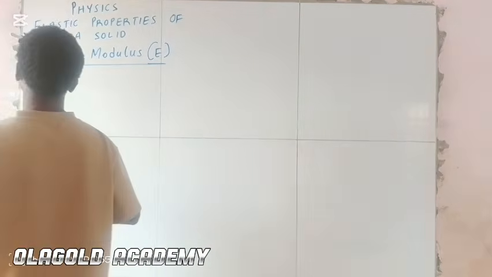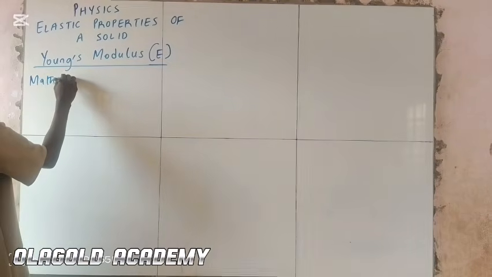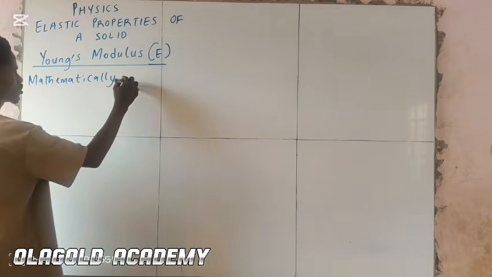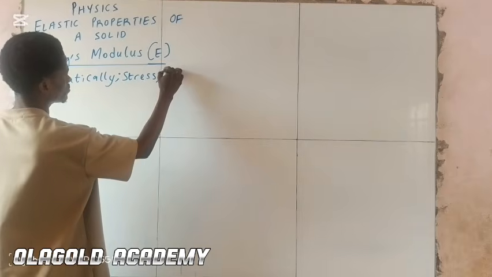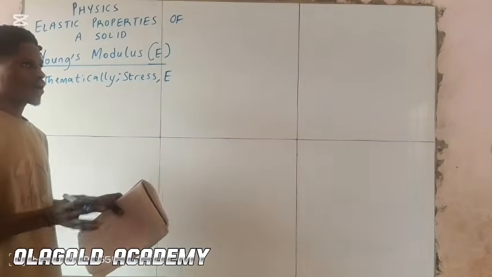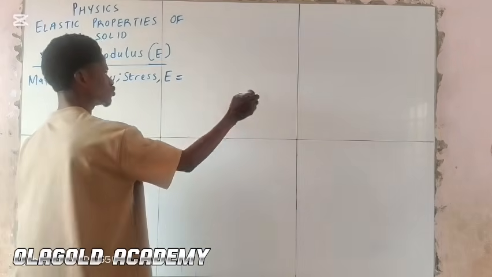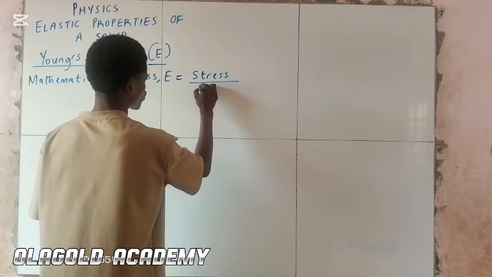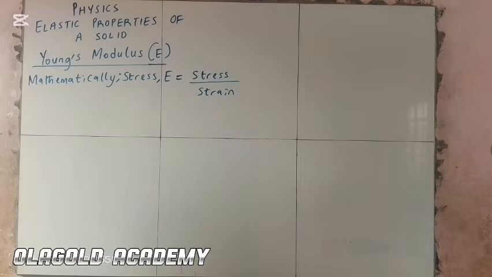Alright, so mathematically, we are saying that Young's modulus, having a symbol of our normal alphabetical E, is expressed as the ratio of stress to strain. The ratio of stress to strain.